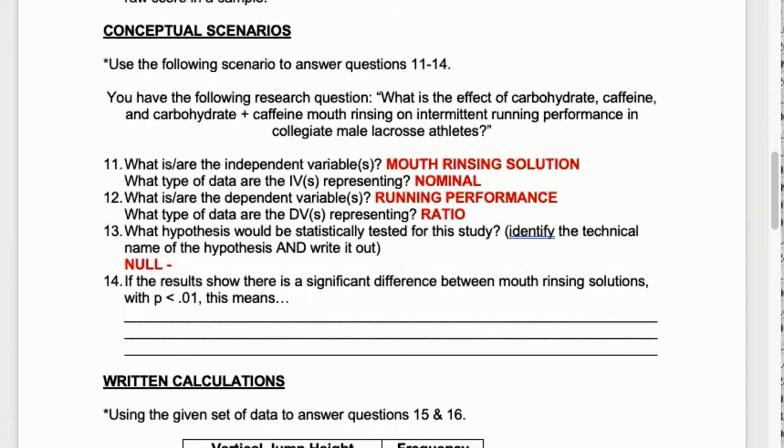And if we were to write that out in terms of the variables we have, does anyone want to try typing that in the chat? Could be like, the different types of mouth solutions don't have an effect on running performance. Yeah, Jody, that would be correct. Yes, Juan. So, in simple terms, type of mouth rinsing solution has no significant effect on running performance.